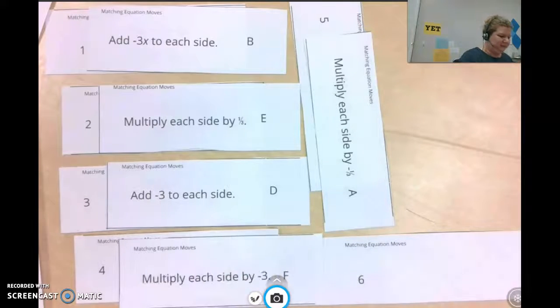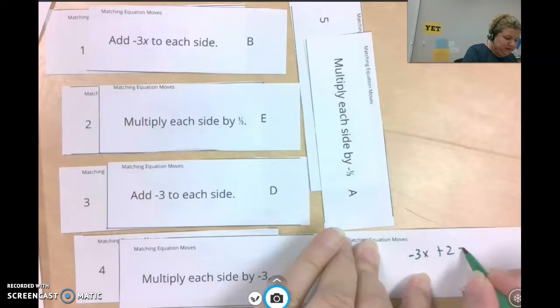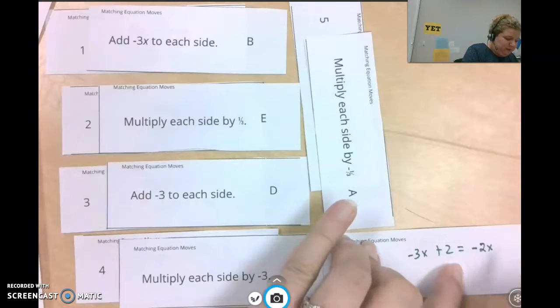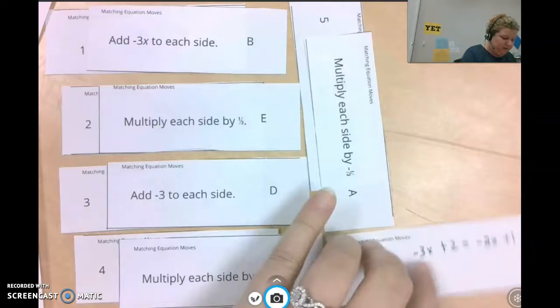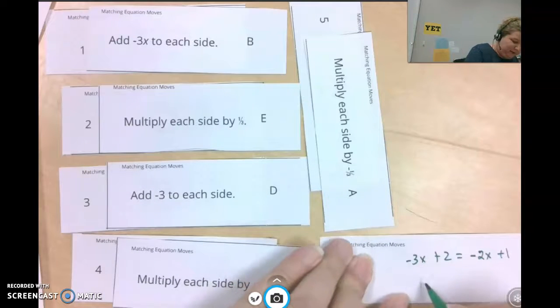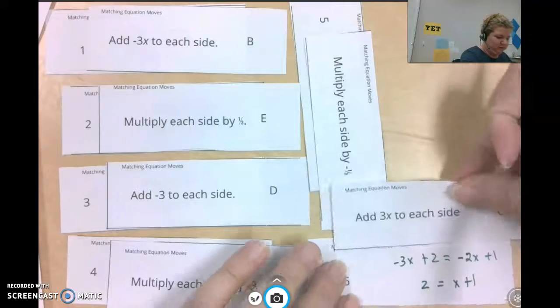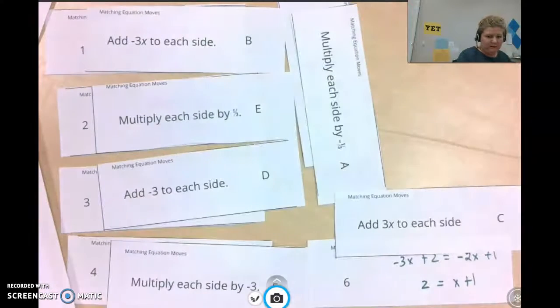So let me just make up a question to help you. Negative 3x plus 2 equals negative 2x plus 1. So then if I added 3x to each side, I would get 2 equals x plus 1. So that's just one example. You make up your own. All right, so there's that activity.